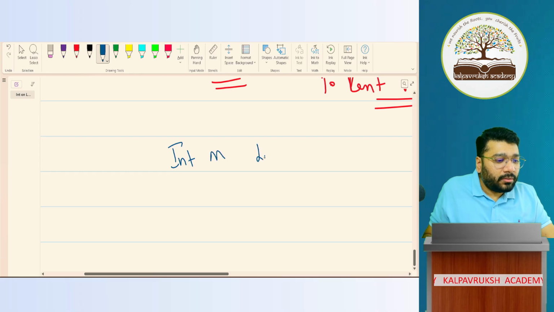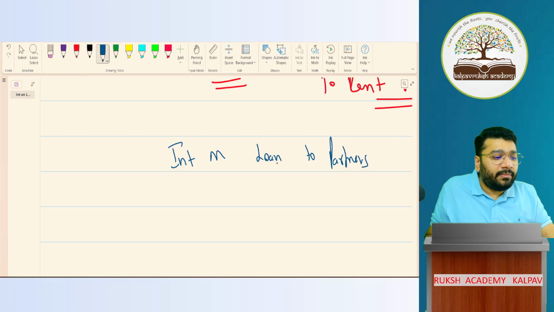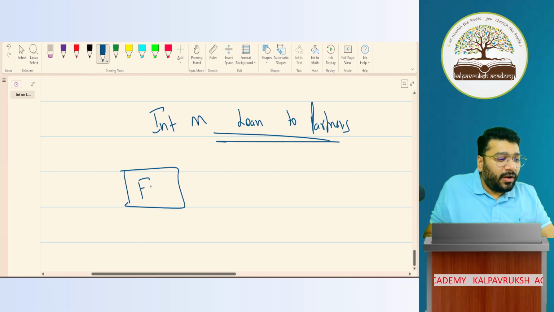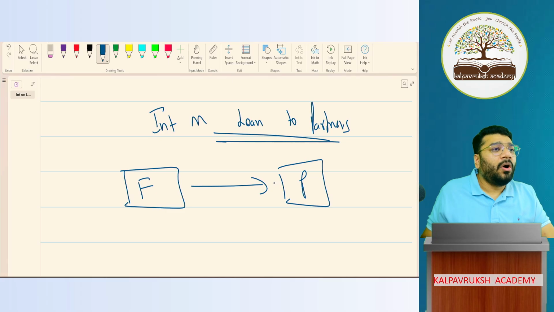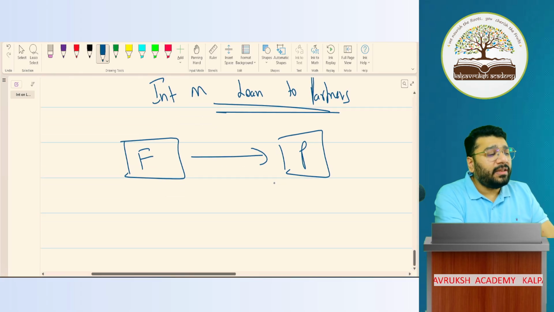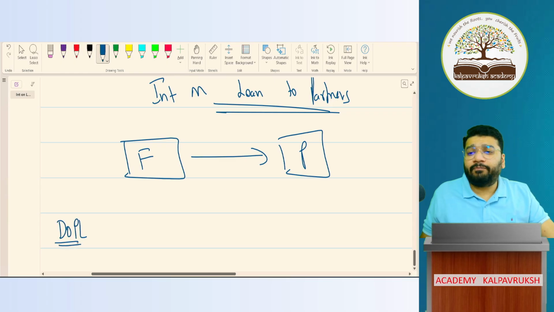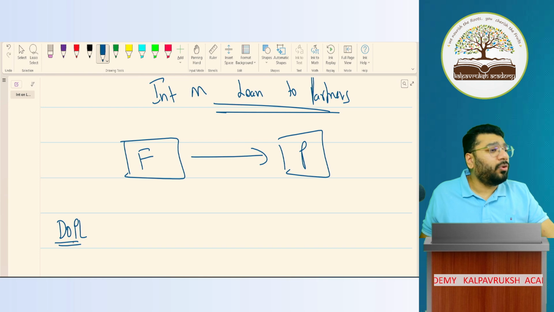Interest on loan to partner. Can you very quickly tell me who's giving loan to whom? Very good. Firm is giving loan to the partner. Correct? On the date of giving loan, what entry will the firm record?